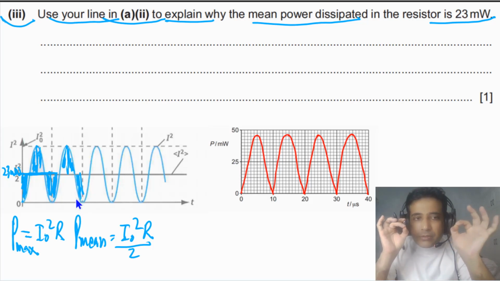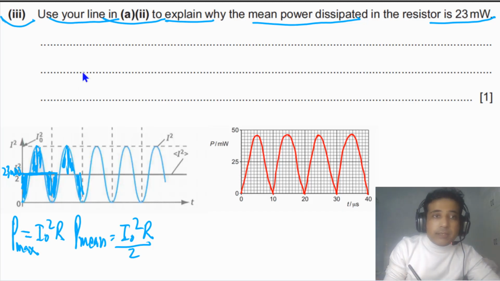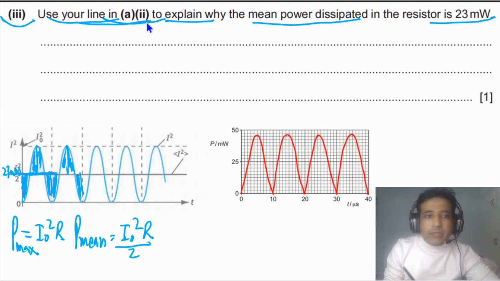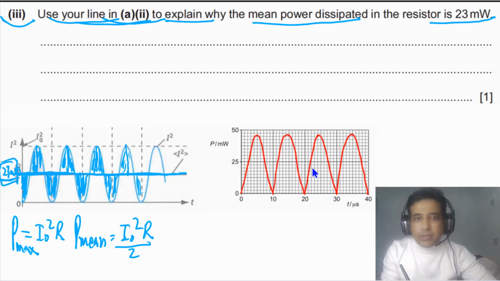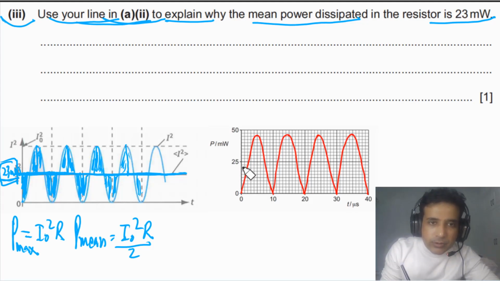The question is asking us to explain with the help of the graph. So simply we can say in this case the line is symmetrical about 23 milliwatts. This is the power that is always dissipated in the resistor. If you cut this, for example, this part you can fit here, and this part you can fit here, and so on. So the average power dissipated across the resistor is equal to 23 milliwatts. If you look at this sketch, in this case 23 will be, this is 25, and this one will be 22.5.